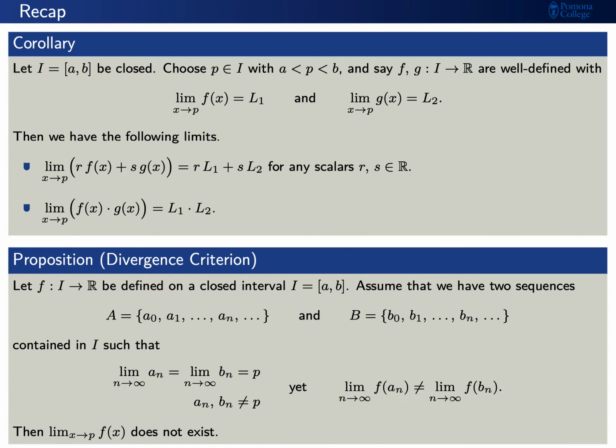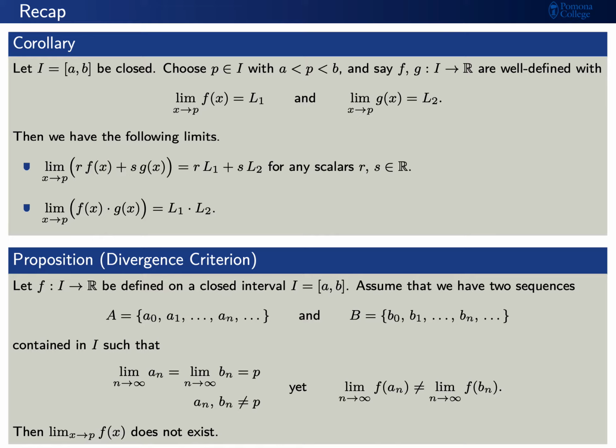We also have the divergence criterion that explains when a limit does not exist. Say that we have a function f defined in a closed interval and that we have two sequences, capital A in terms of a lowercase a sub n and capital B in terms of a lowercase b sub n, such that three things hold. First, the limit of a sub n equals the limit of b sub n equals P.